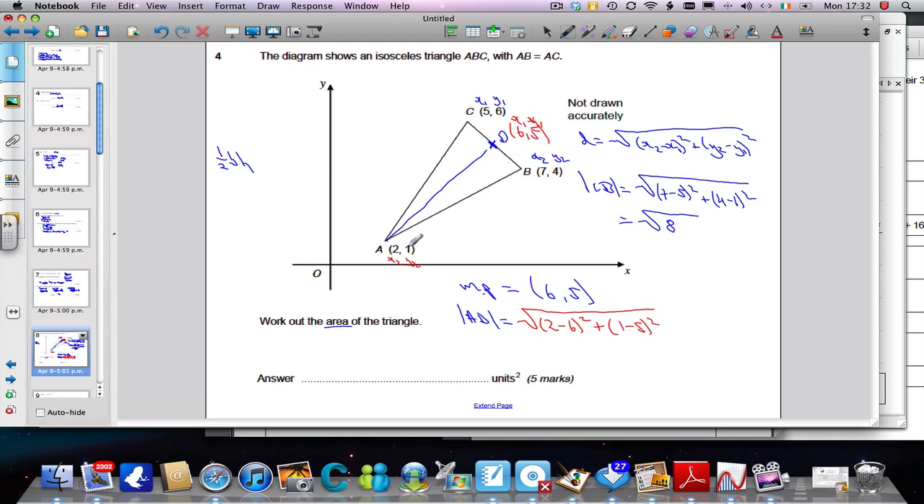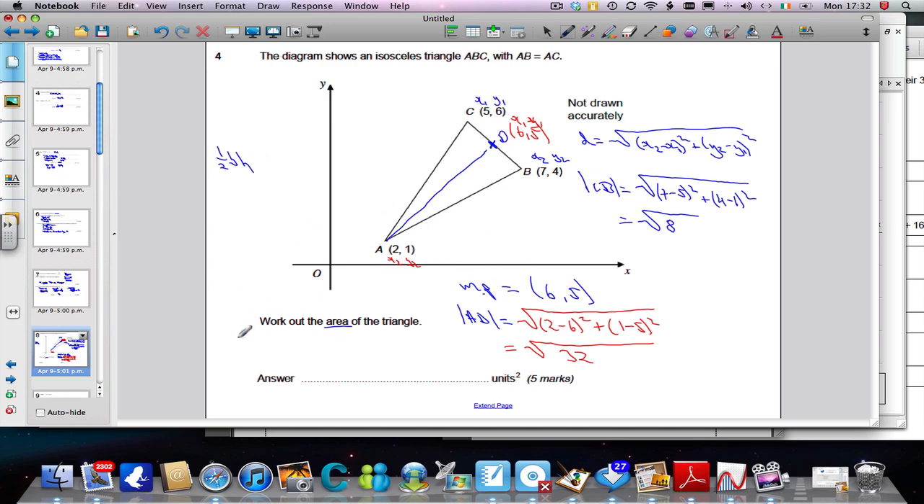As I said, it doesn't matter what you label these. If that's x1, that must be y1, but it doesn't matter what you label. When we square it, it will get rid of any issues. Okay, so 2 take away 6 is negative 4. Negative 4 squared is 16. 1 take away 5 is negative 4. Negative 4 squared is 16. So 16 plus 16 is 32.